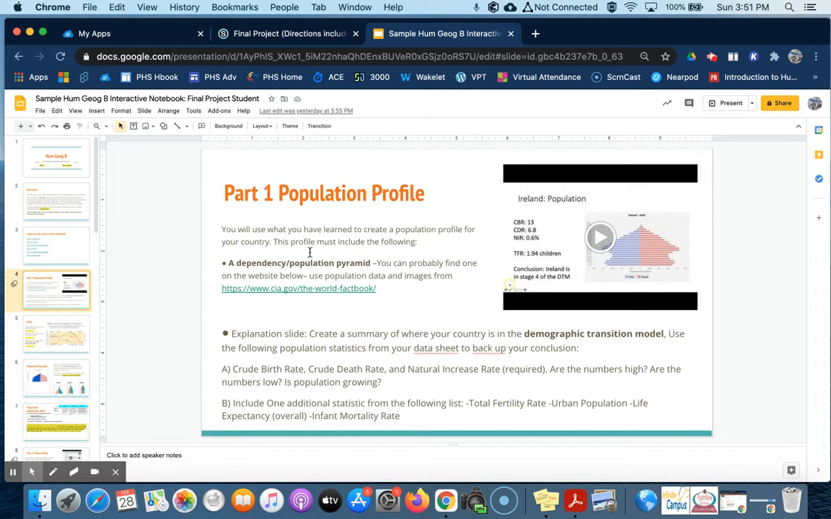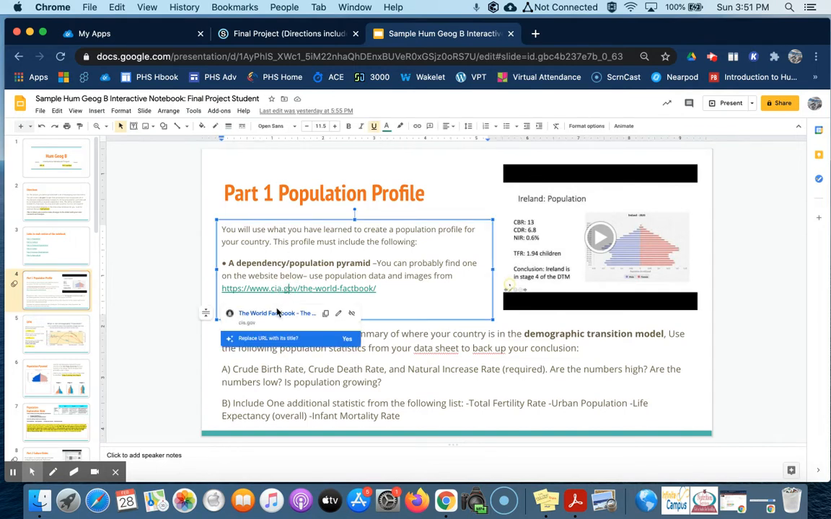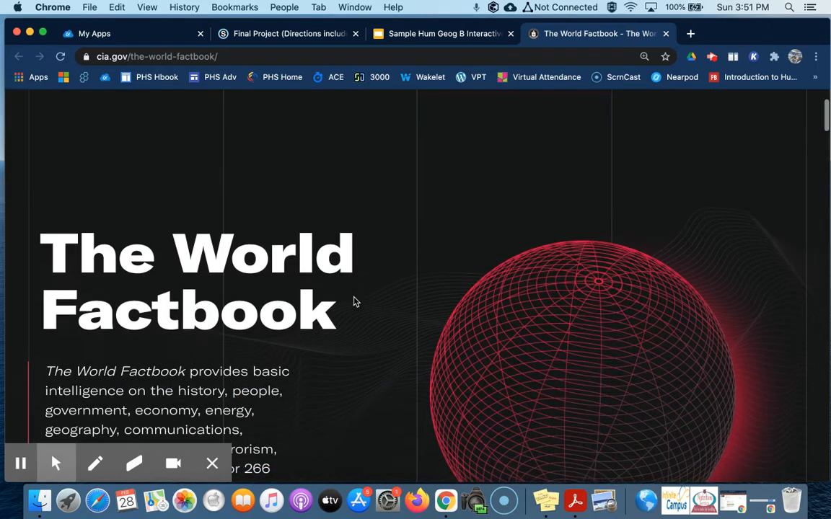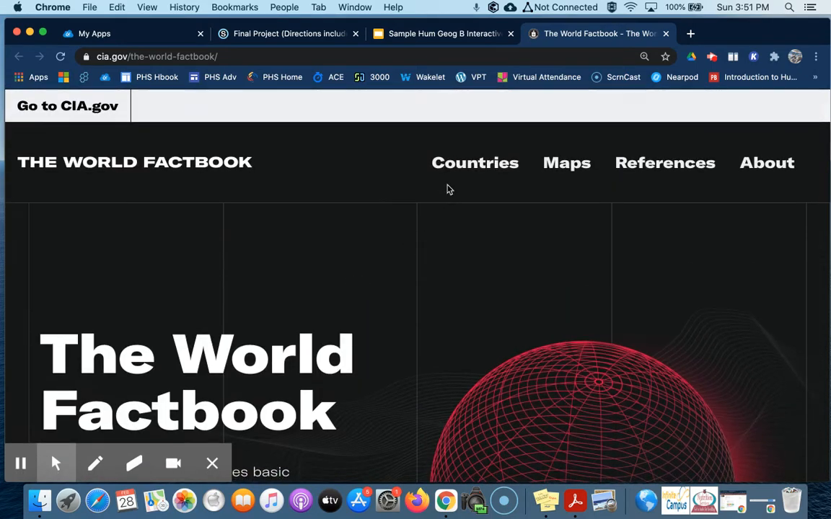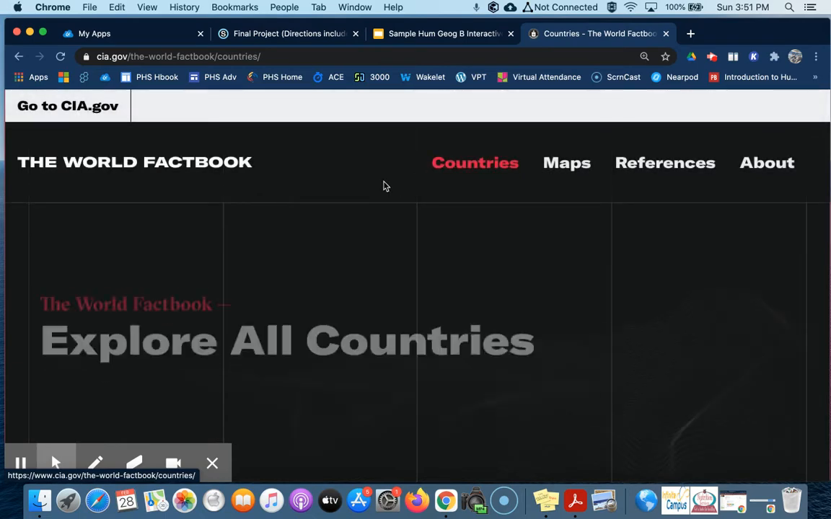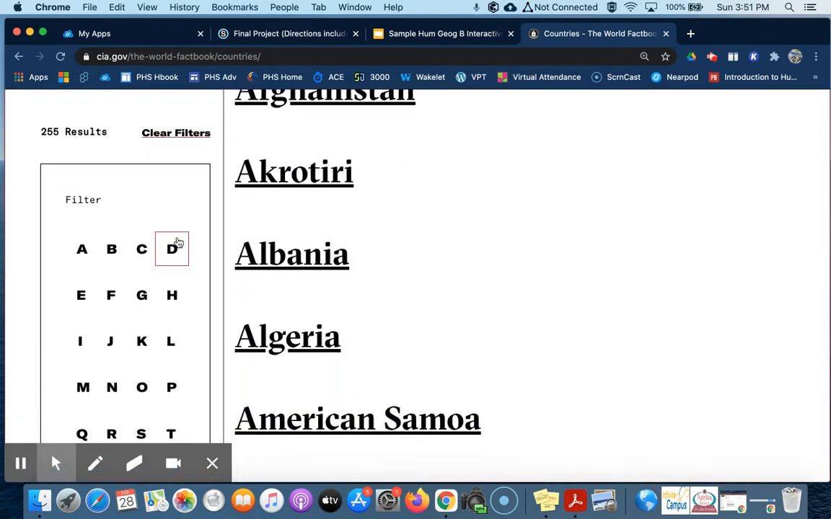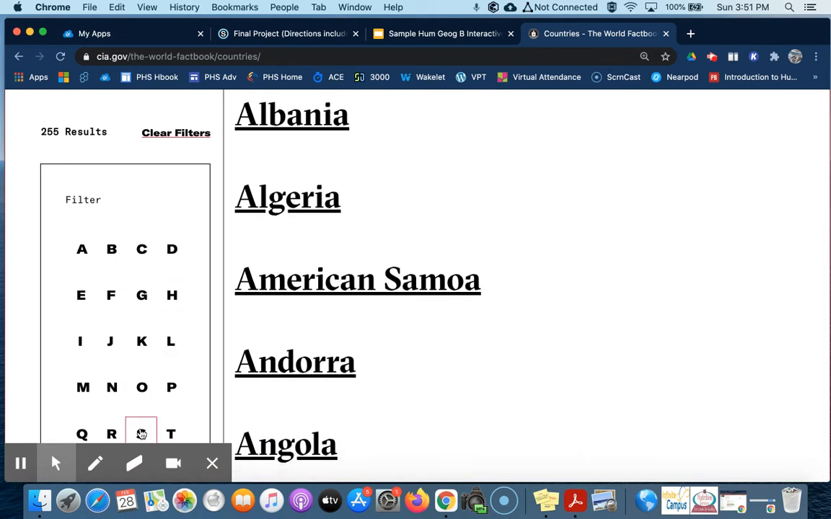So in part 1, the population profile, you can see there's a link that's provided for you to get to the World Factbook, and you have to find a population pyramid. I'm actually going to go to that because I want to show you the Factbook. So when you are looking for information on your country, here's your World Factbook. You're going to want to click on countries, and you can use the filter to help you whittle down the alphabetical order of the countries.